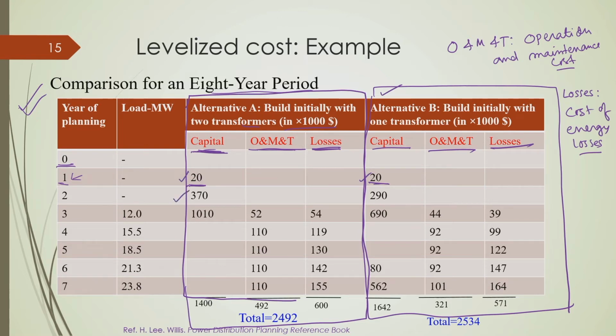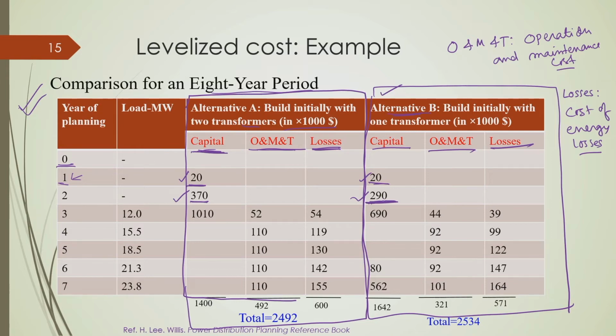In the second year, in alternative A we require 370 multiplied by 1000, or $370,000 as capital investment cost, whereas in alternative B we require only $290,000 of capital investment cost. Now, why do we require a smaller amount of capital investment cost in alternative B?